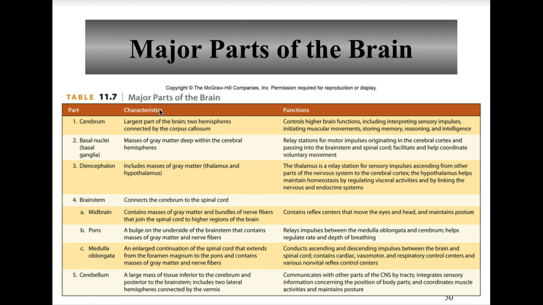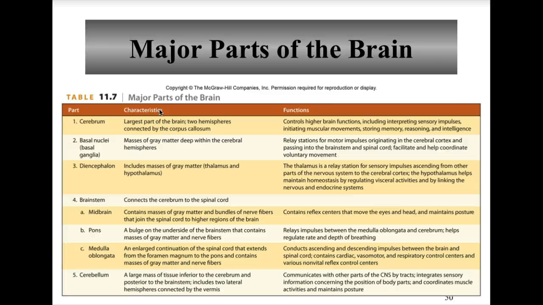So here is a chart outlining the major parts of the brain. You have the cerebrum, the basal nuclei, the diencephalon, then you have the brain stem and its three sections, the midbrain, pons, medulla oblongata, and the cerebellum. There you can see the characteristics and location, and then there you have the general functions. So this is a summary table of what we've just gone through in the lecture.